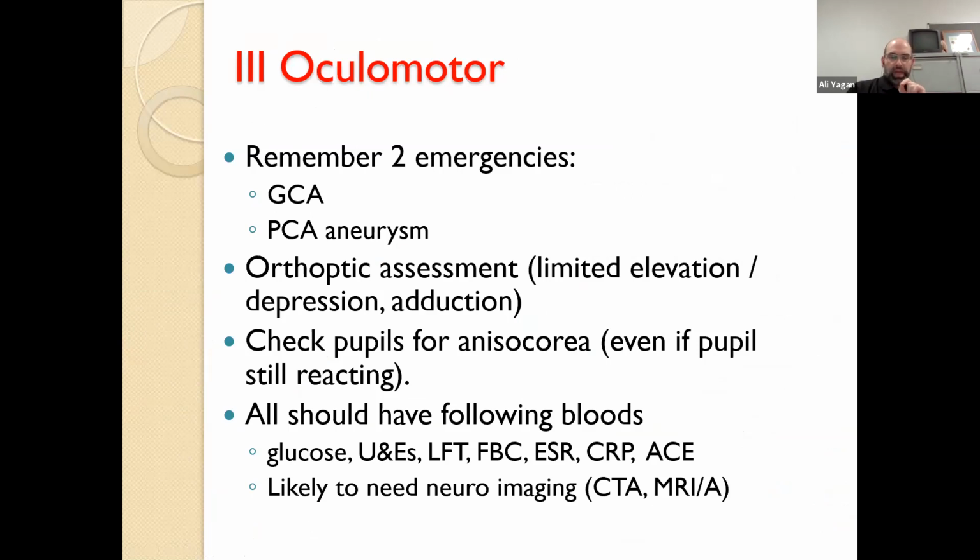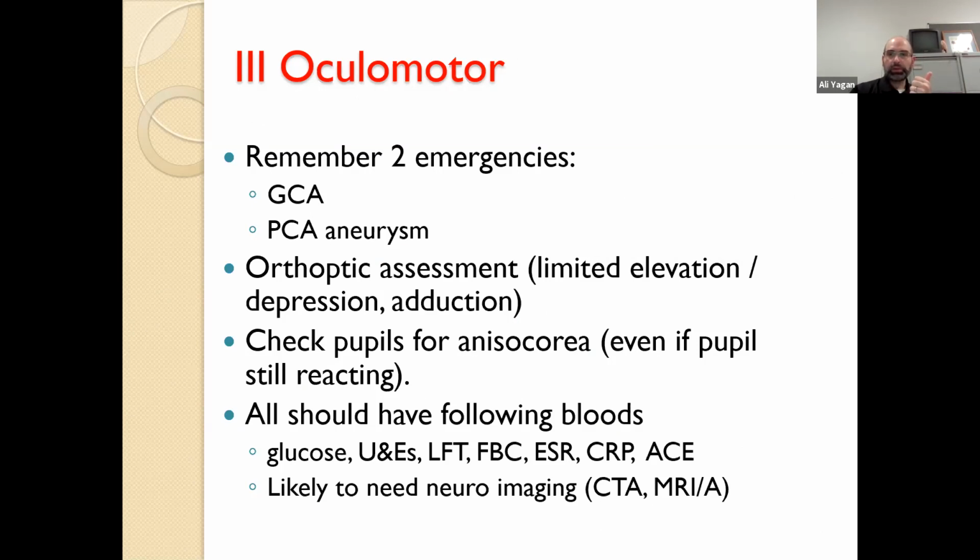Third nerve is really an important one. It's involved in emergencies, and you really need to be aware of these, and quite quickly. It can be affected in giant cell arthritis.